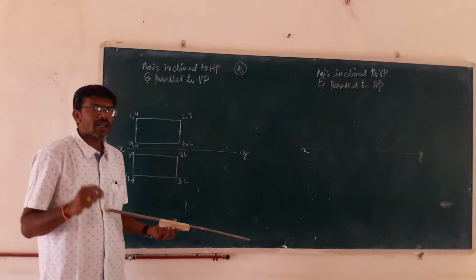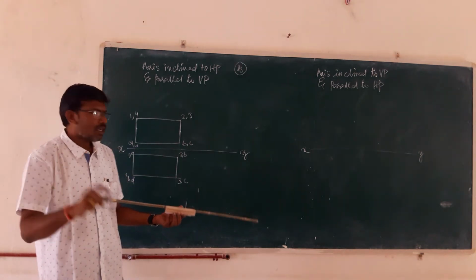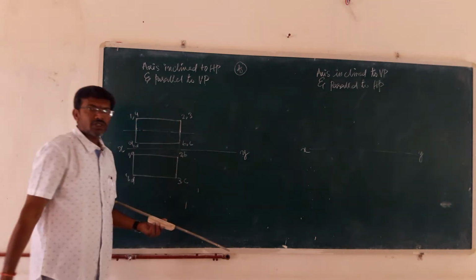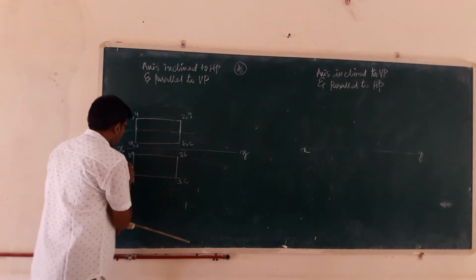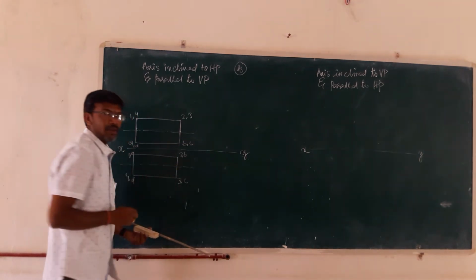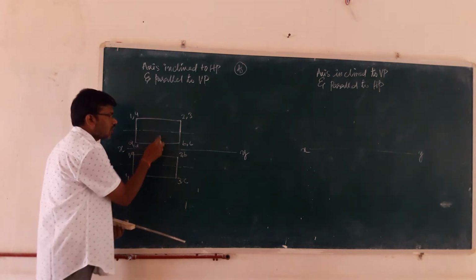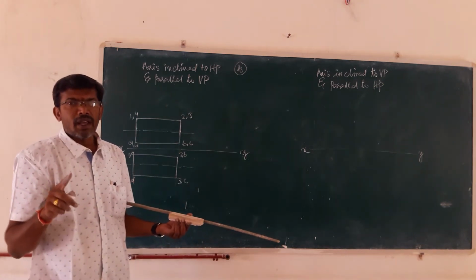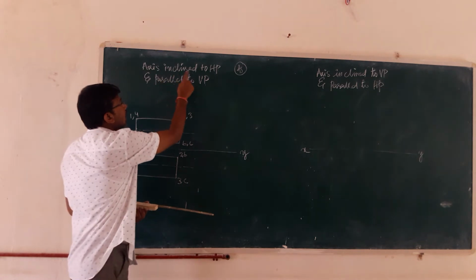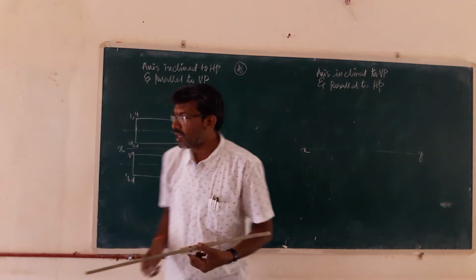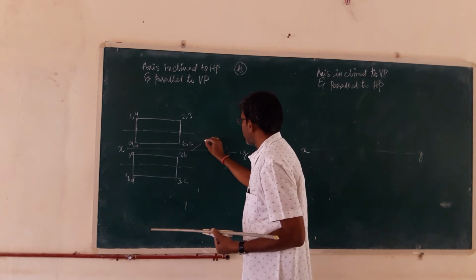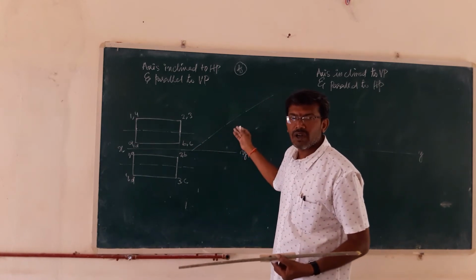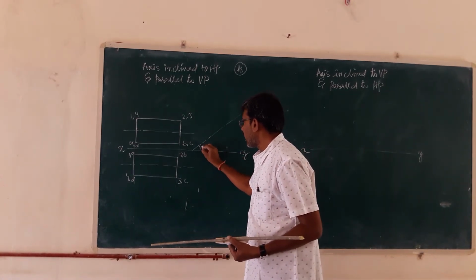Here we have taken the assumption that the solid, let me take, this is the axis of the solid. And this is also the axis of the solid. If you take these two lines, it says that the axis of the solid is parallel to both the planes. Then what is the given condition here? Axis inclined to the horizontal plane. So now what I will do is simply try to make this axis inclined to the horizontal plane. So this is the inclination to the horizontal plane. Whatever the inclination is, I will give it as theta.